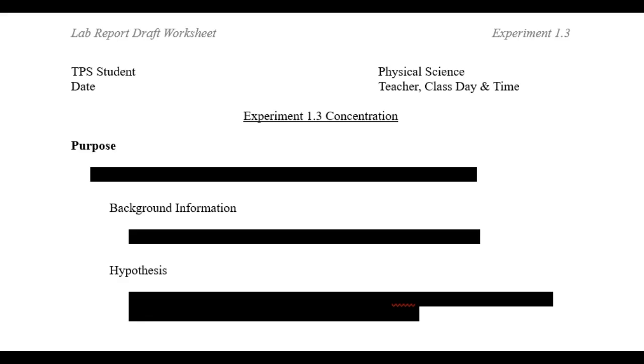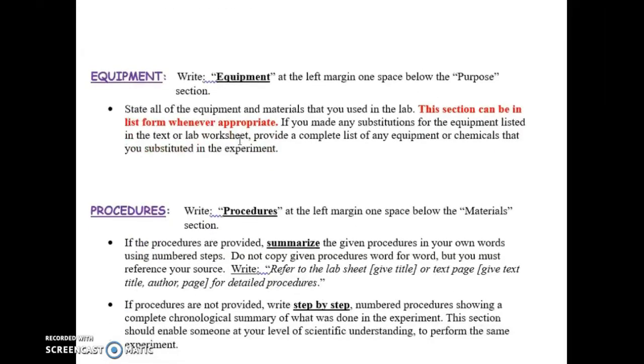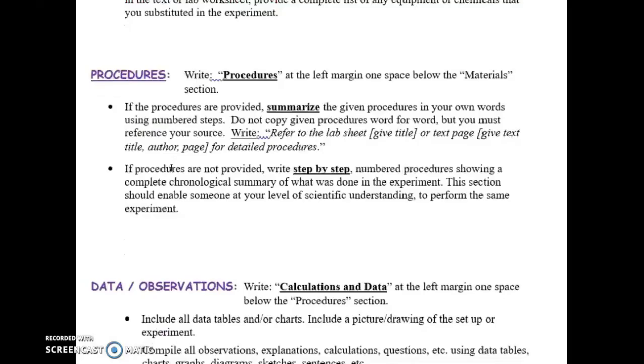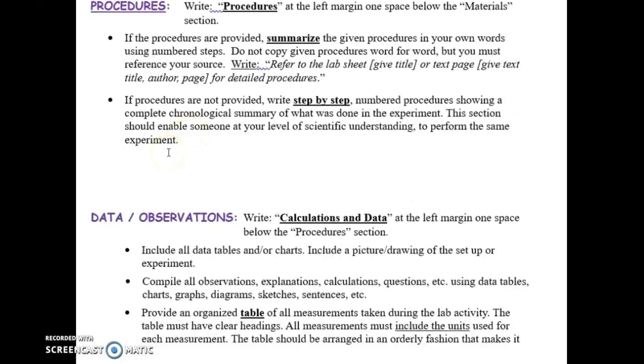Let me give you a glimpse of what your lab report's going to look like. You can see here you have the heading up here, you have your title, you have your purpose with something written, background indented with something written, hypothesis indented with something written. You need equipment. And remember, for experiment 1.3, you're going to replace Tums with Alka-Seltzer tablets. And then you write a step-by-step list of procedures, which you used from the book in this case.